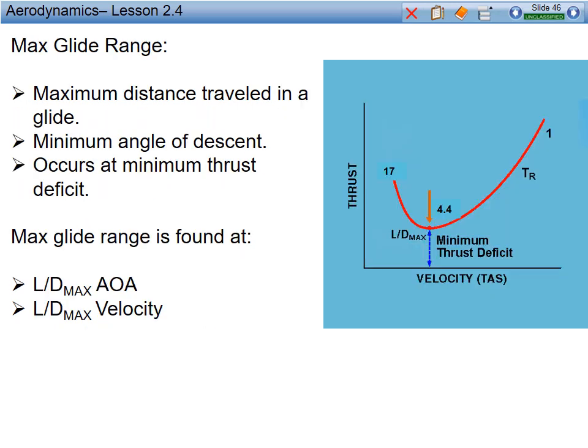Maximum glide range is the maximum distance traveled over the ground in a glide. It will also be the minimum angle of descent. Since it is an angle, it will be found at my minimum thrust deficit. Minimum thrust deficit, for any aircraft, will be found at LD max angle of attack and velocity, the bottom of my thrust required curve.